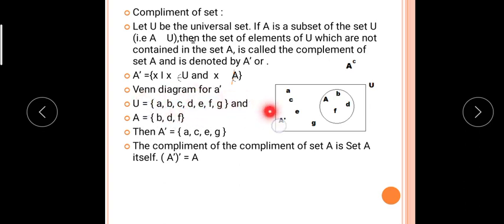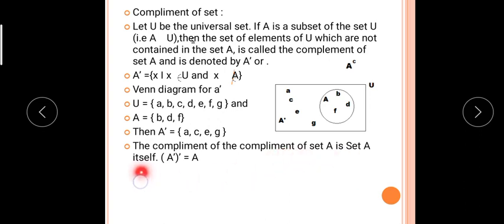Then what is there in the Venn diagram? See, the universal set has A, B, C, D, E, F, G. A has only B, D and F. So which are the complement of A? Which are not in A. The elements which are not in A but are in the universal set are called the complement. So the remaining elements which are not in A are A, C, E and G. B is not there because B is in set A. So the complement of A is A, C, E, G, which are not in A.